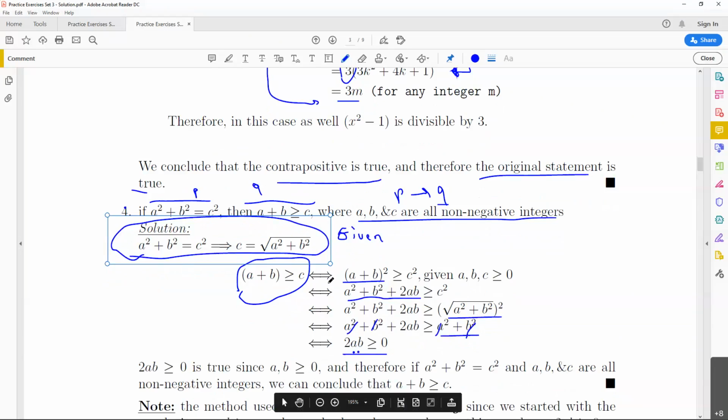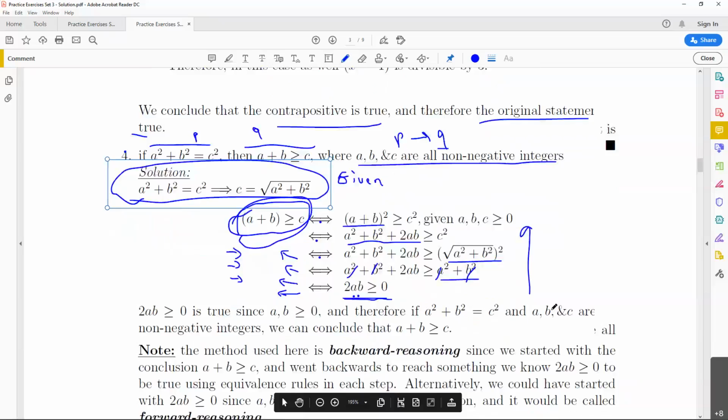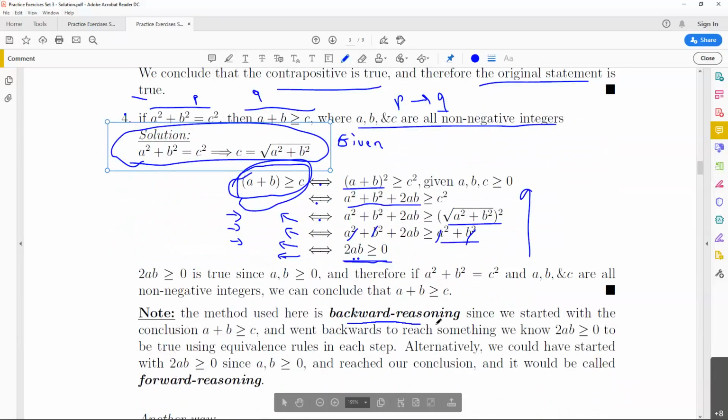And all of the steps we wrote are equivalences. So you can either go down like this, or you can go backwards, going back up like this. This is the idea of backward reasoning. You start with what you want to prove. You write equivalence after equivalence until you reach something that's actually true, that you can start with. So you can start with 2ab is greater than or equal to 0 and go all the way back. The method used is backward reasoning.